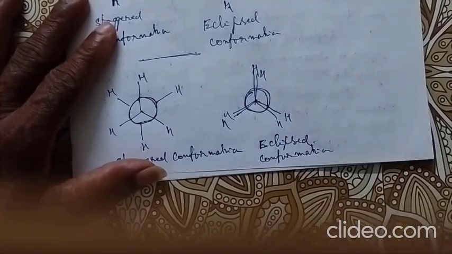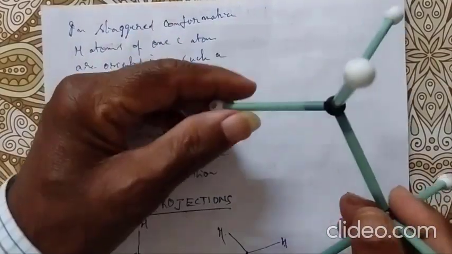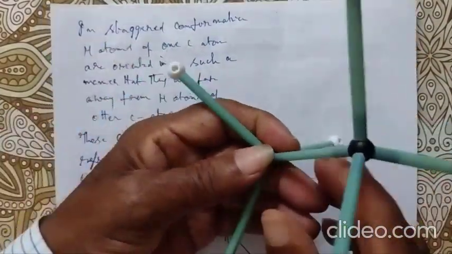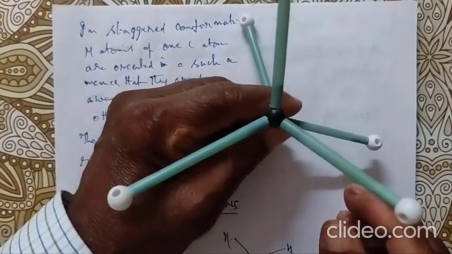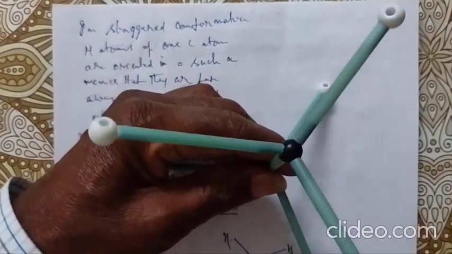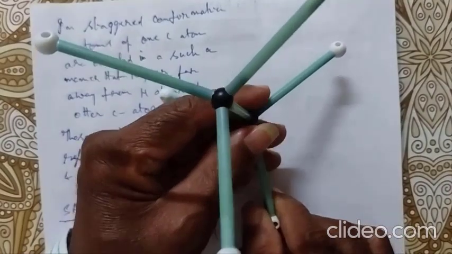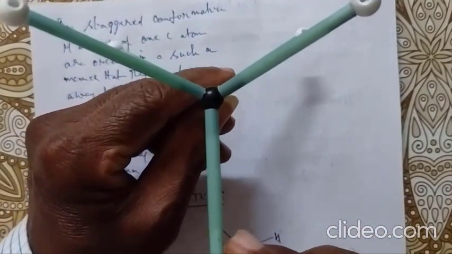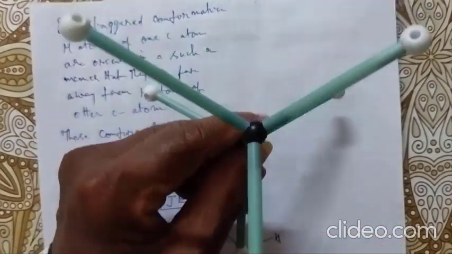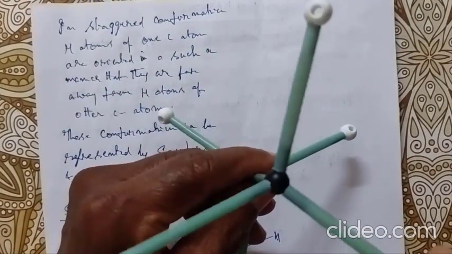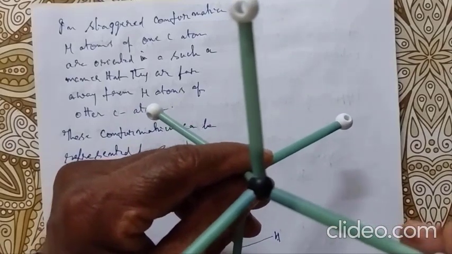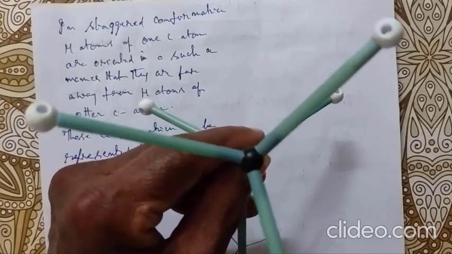In ethane molecule, this is eclipsed conformation. From one conformation, the other is obtained by the rotation of 60 degrees. So this is staggered conformation and this is eclipsed conformation.